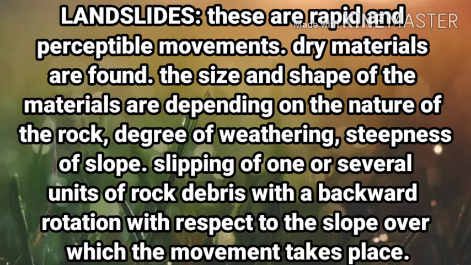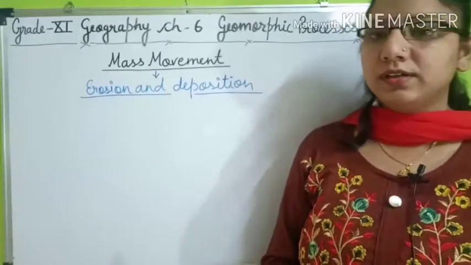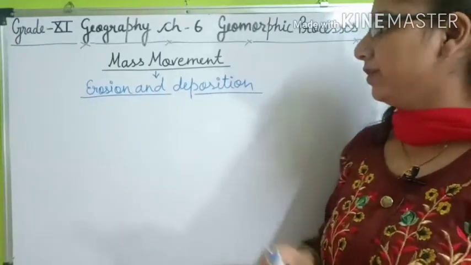Sliding of a single block on its lower surface is called a rock slide. When a block slips on curved fracture planes, rotating backward upon a horizontal axis, it is known as a slump. So students, another mass movement is known as erosion and deposition.